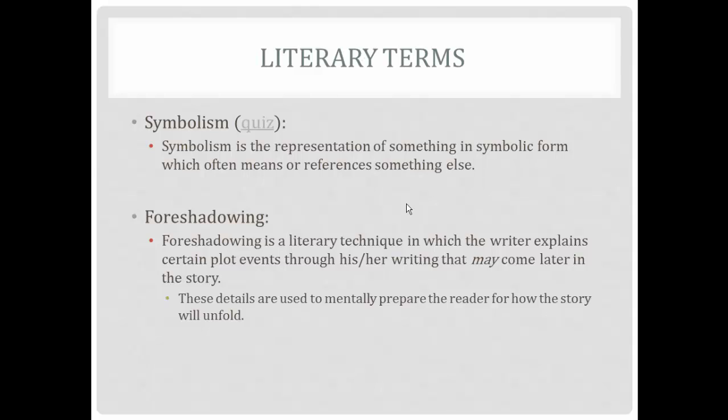But if someone says at the beginning of a story, I vow revenge against this person, well, what do you think is going to happen later? Why would a character say, I'm going to vow revenge on someone, and then nothing ever happens? So you might foresee or foreshadow. The author is telling us something bad's going to happen. So these details mentally prepare the reader for how the story is going to unfold.